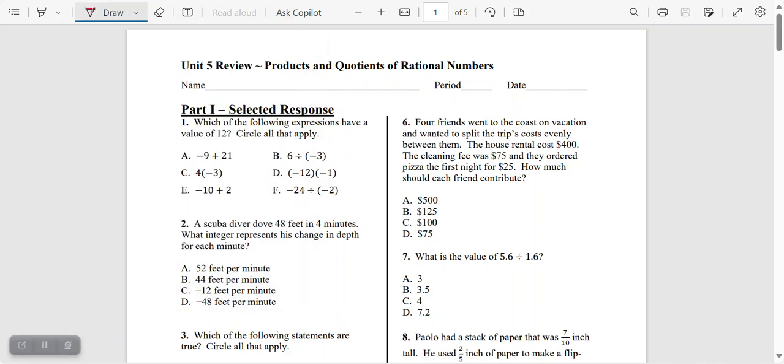Everybody, I have your sample test here that I like to go over the answers with. Please make sure that you're following along and correcting your work as you go. So the first question says, which of the following expressions have a value of 12?